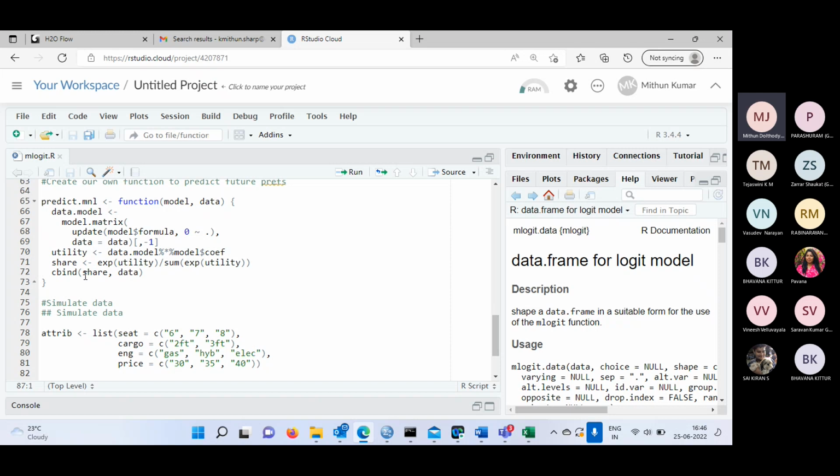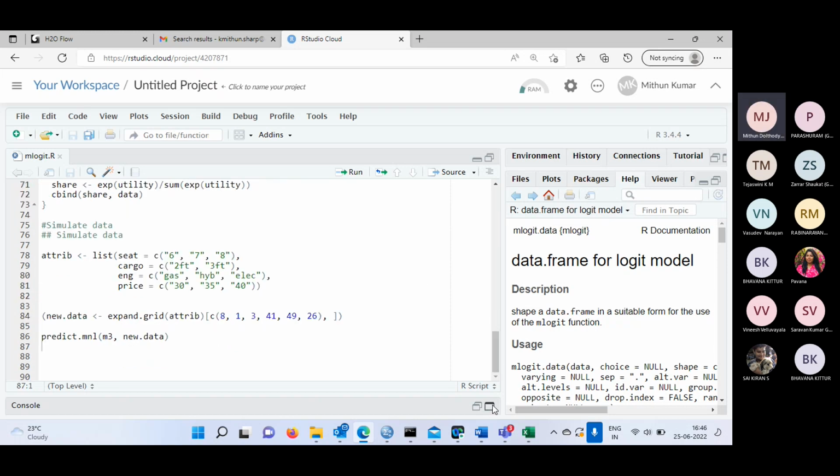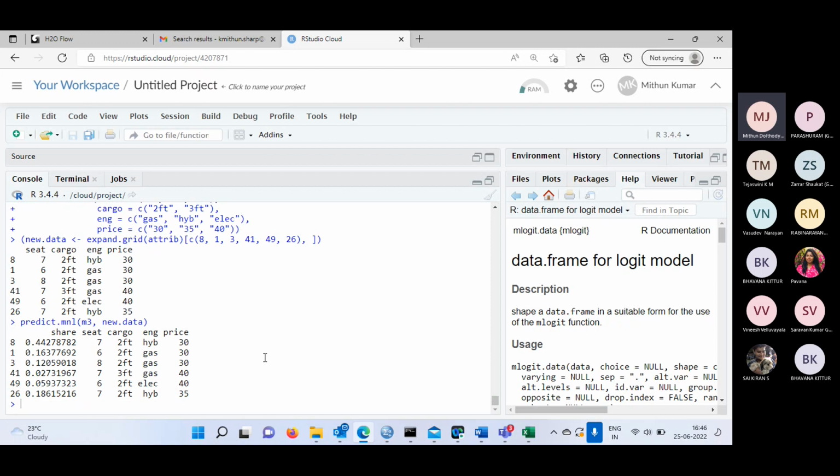But from a business point of view, we will not use utility, because utility is an in-between step which is used to calculate the share. If I get the market share, that is more than enough for me. And therefore, I am not displaying the utility scores here.